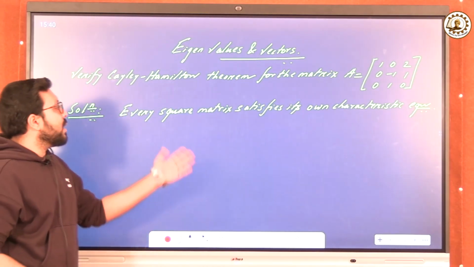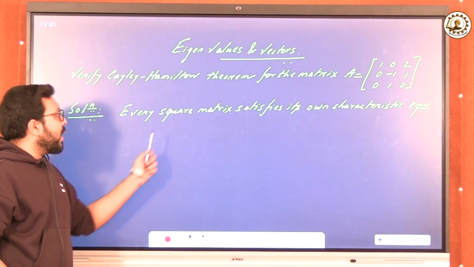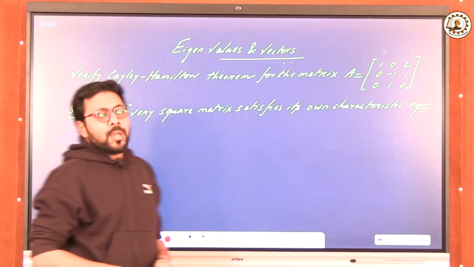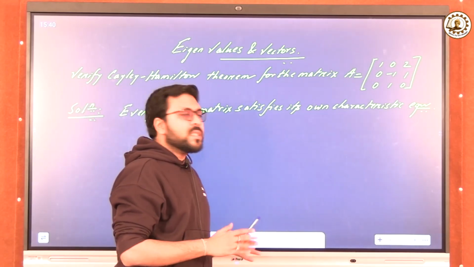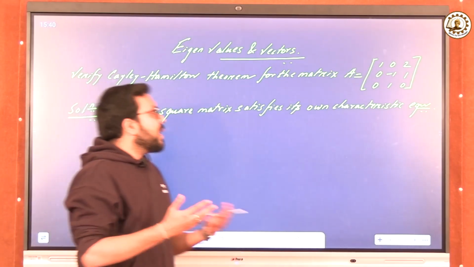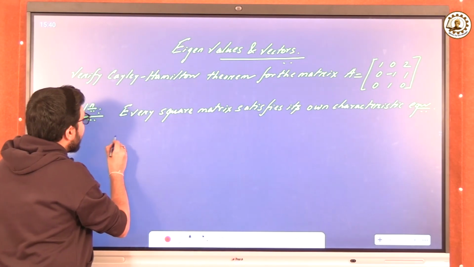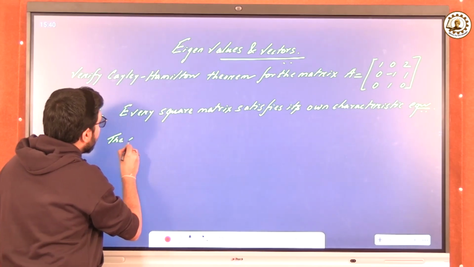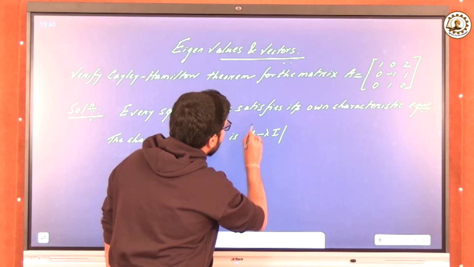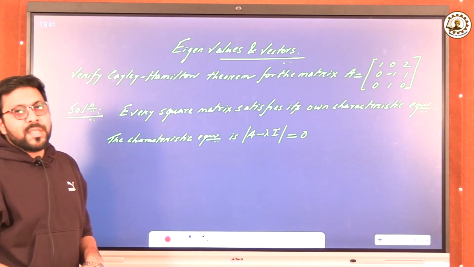So here you can see this is the statement of Cayley Hamilton theorem. Every square matrix satisfies its own characteristic equation. So first we are supposed to discuss about how do we determine characteristic equation. Let us consider a matrix A. Then we can write the characteristic equation as determinant of A minus lambda I equals to 0.